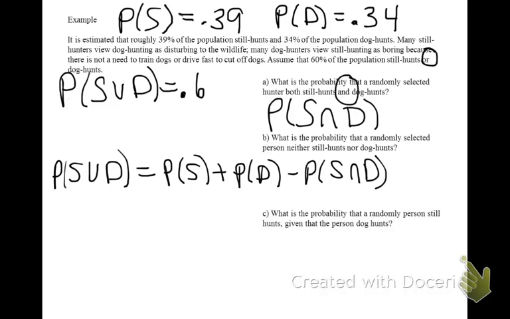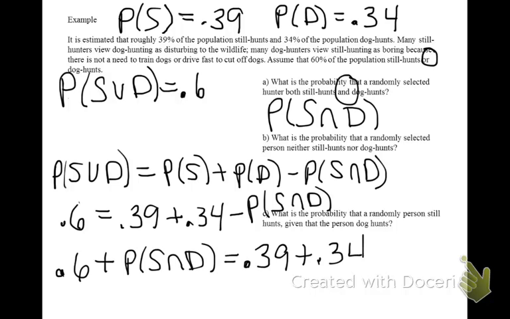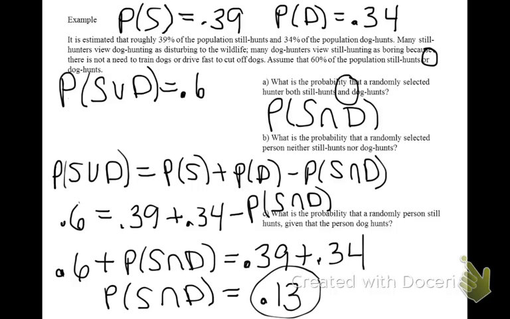The probability that you still hunt or dog hunt, well, that was told to us, it's 60%. And the probability of still hunting is 0.39. The probability of dog hunting is 0.34. And now I can subtract off the probability of doing both. If you solve this formula, add the probability to the left-hand side, and then subtract off the 60%, you'll get back 0.13 for your answer. So the answer to part A is 0.13. 13% of people do both.